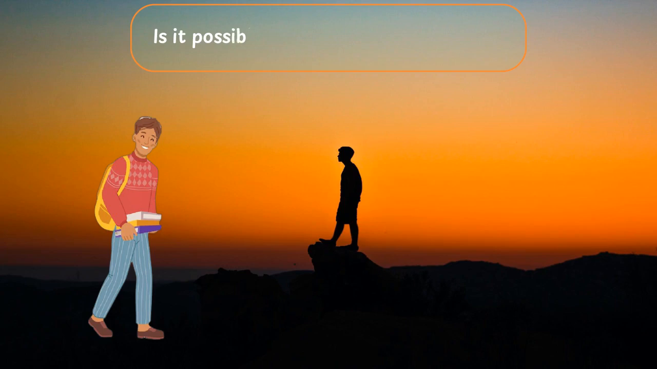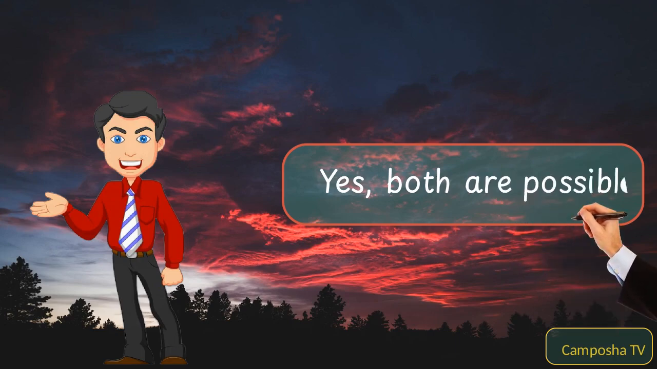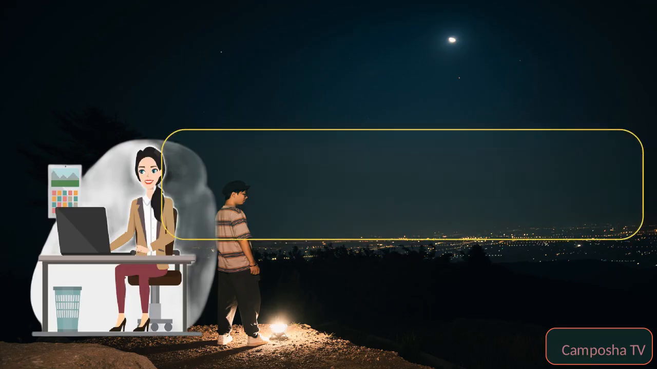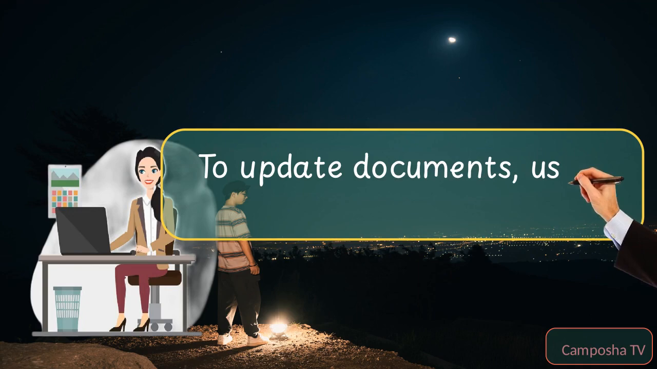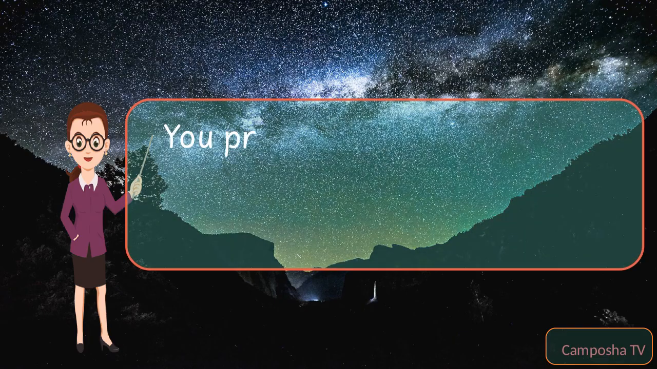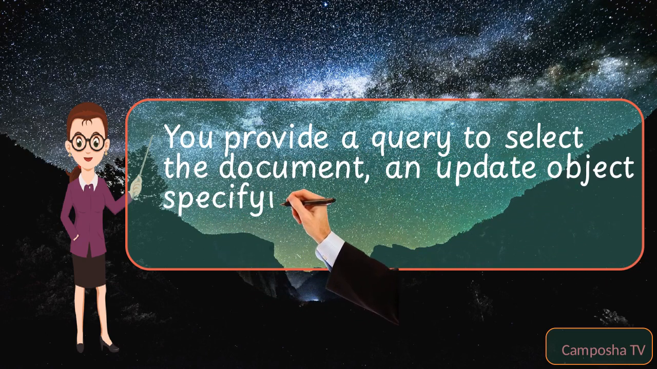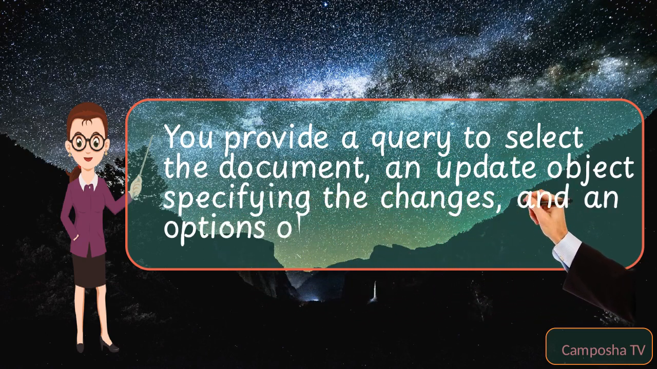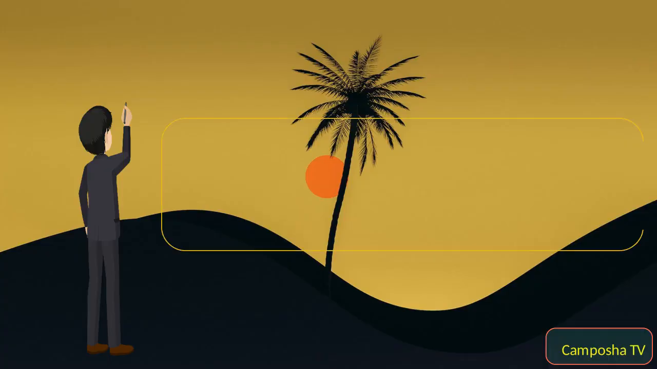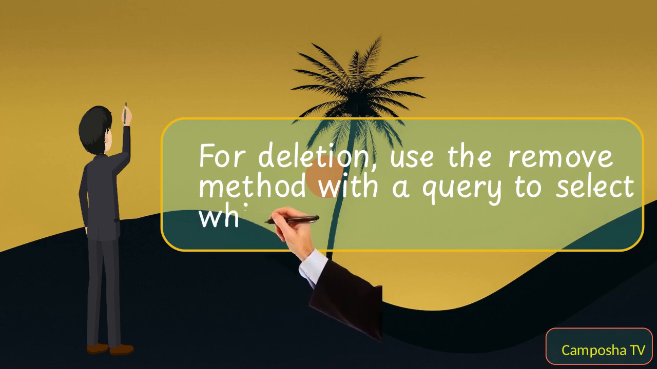Is it possible to update or delete data? Yes, both are possible. To update documents, use the update method. You provide a query to select the document, an update object specifying the changes, and an options object. For deletion, use the remove method with a query to select which documents to delete.